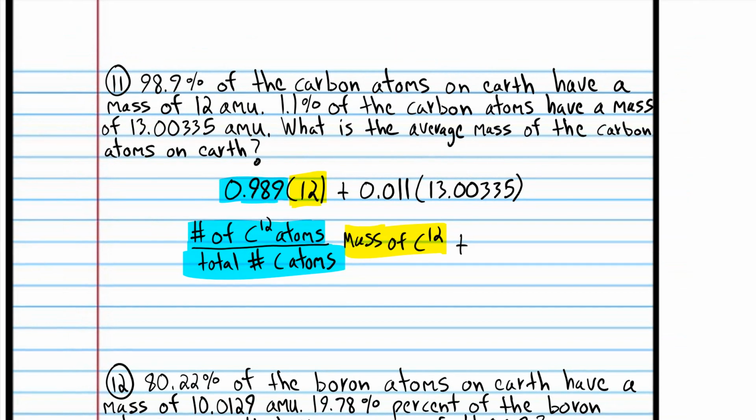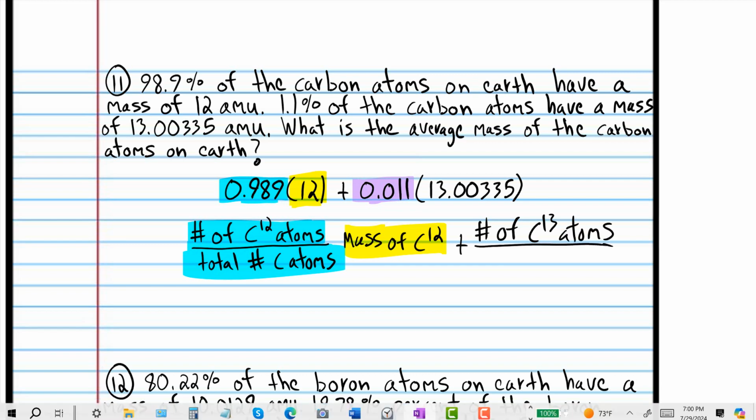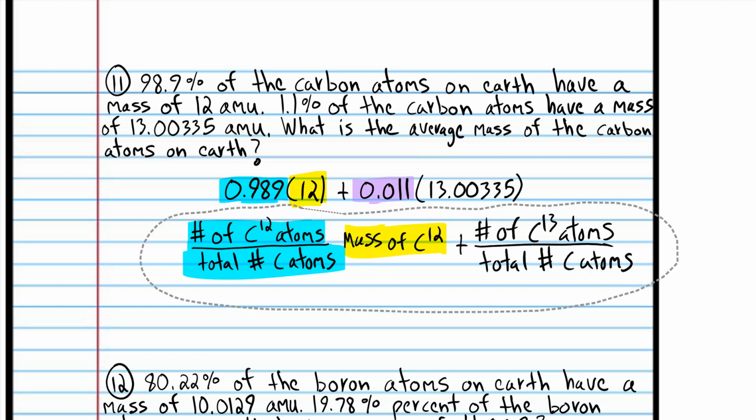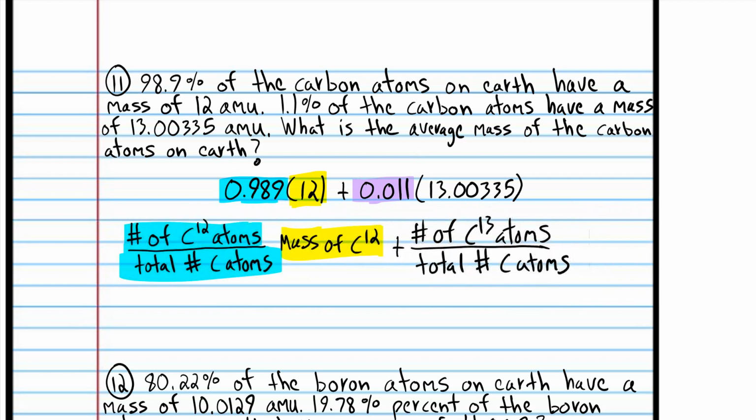Then this number here is the number of carbon-13 atoms divided by the total number of carbon atoms. I know this is kind of convoluted, but I just want you to see that this is an example of the type of problems that you'll get where they won't even really explain to you the logic behind the calculations in some of these textbooks, but this is actually an example of weighted average.